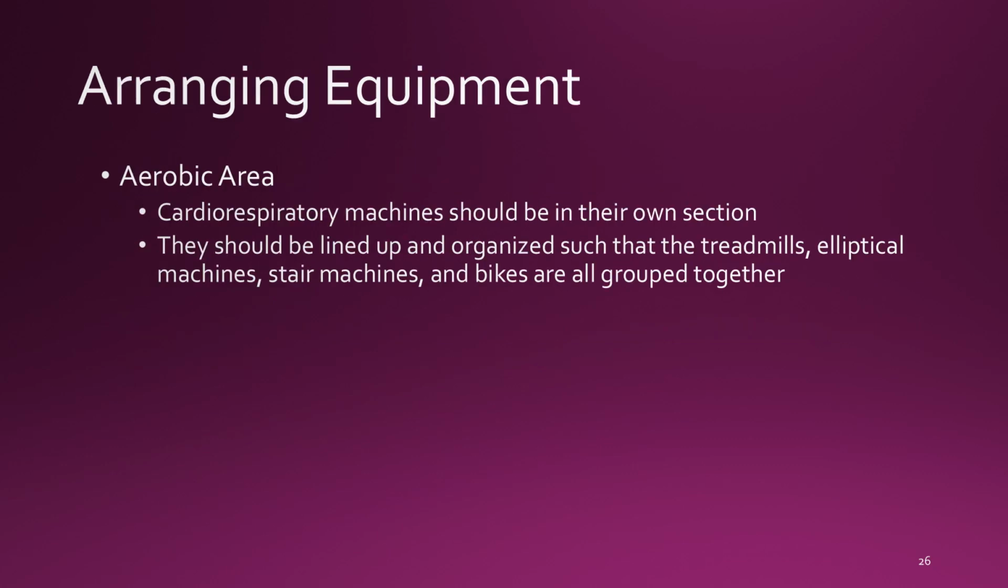Okay, arranging our equipment within the aerobic area. Our cardiorespiratory machines, as we mentioned, should have their own section, and this is how our strength and conditioning facility is set up. So we've kind of got everything organized. We want to have all the treadmills together, all the ellipticals together, stair machines together, and the bikes together. Again, this is just an organizational thing to have them all grouped in similar areas.